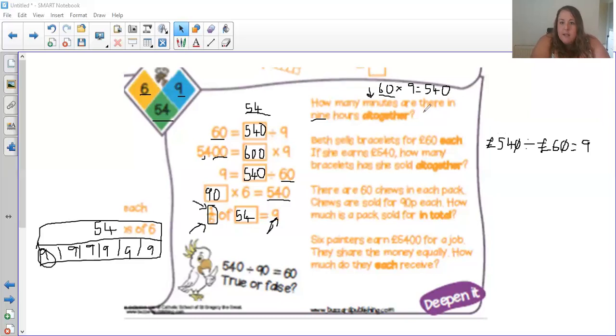So how many minutes are there all together? I probably should have popped this up here. There are 540 minutes. Oh, this is where it gets really tricky. M-I-N with my beautiful handwriting, U-T-E-S. It's always worth putting my unit of measure. 540 minutes. How many bracelets has she sold? She sold 9 bracelets.